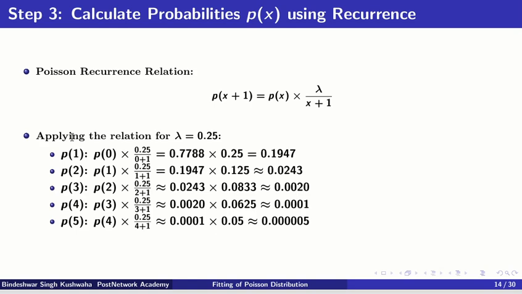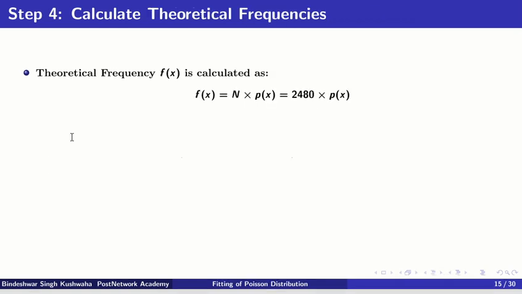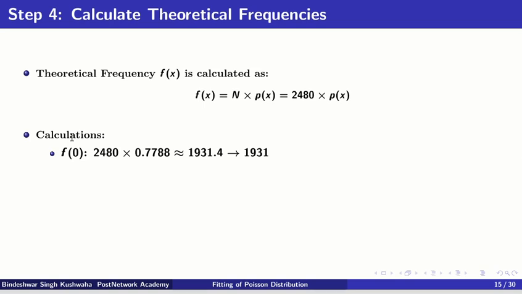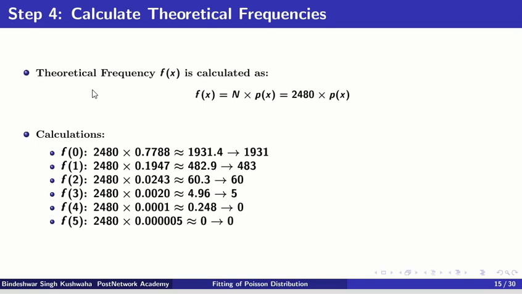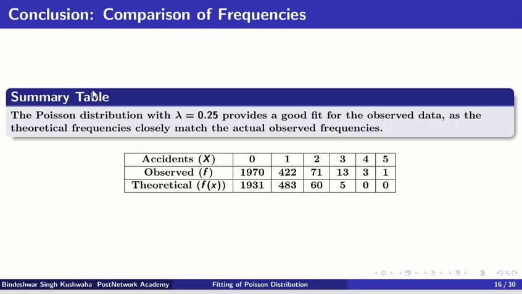Thereafter, what will we do? We will multiply capital N by these probabilities. So the total N was 2480. And now we will have the frequencies F0, F1, F2, F3, F4 and F5. These are theoretical frequencies.